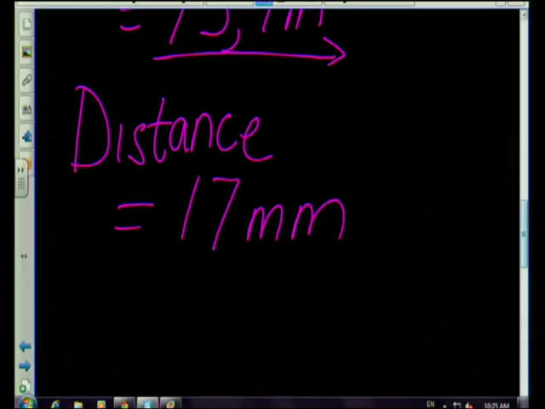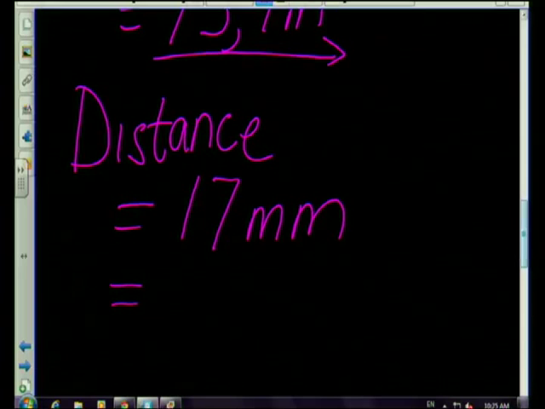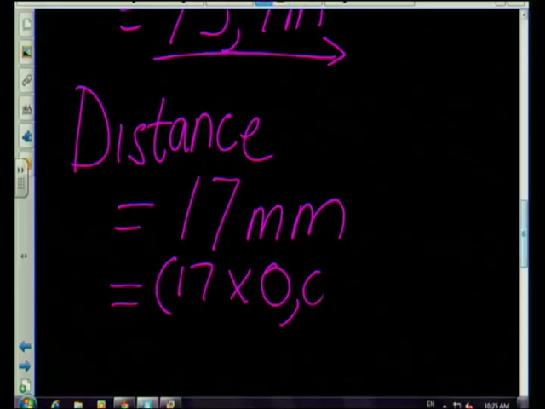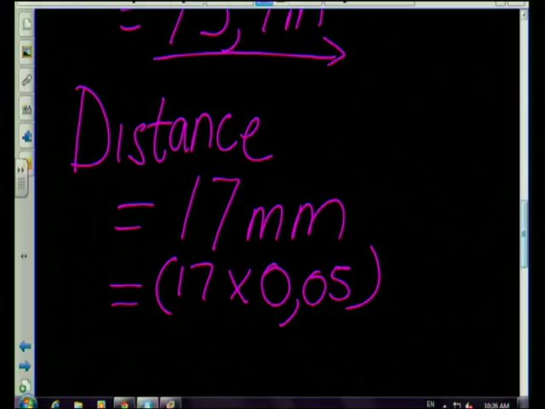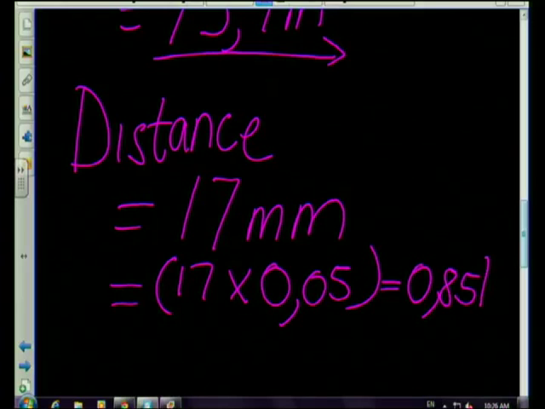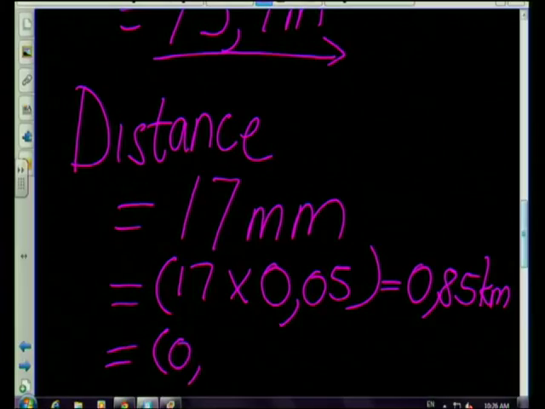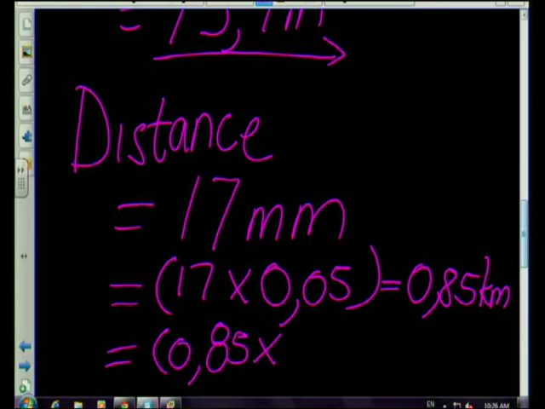When I get 17 millimeters between the two points, I need to convert to kilometers and meters. So what do I do? Let's calculate and convert these possible options. From millimeters to kilometers, what do I do with the 17? 17 times 0.05. When I use my calculator, 17 times 0.05 equals 0.85 kilometers. Remember, my multiplication by 0.05 leads me from millimeters to kilometers. What do I do to calculate from kilometers to meters? I take 0.85 and multiply by 1,000.